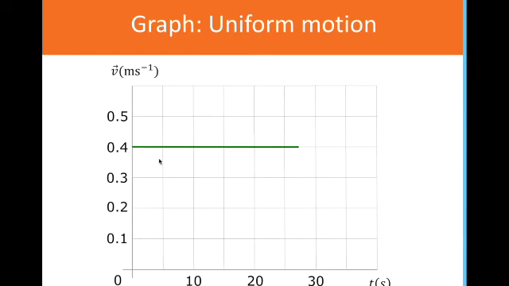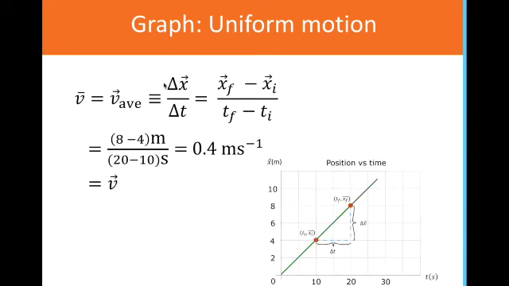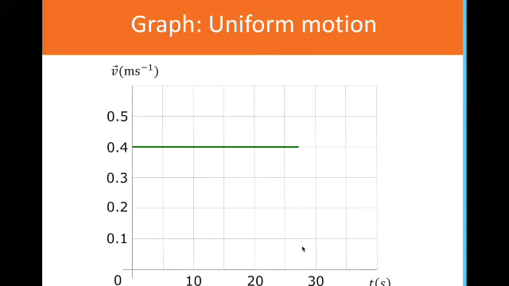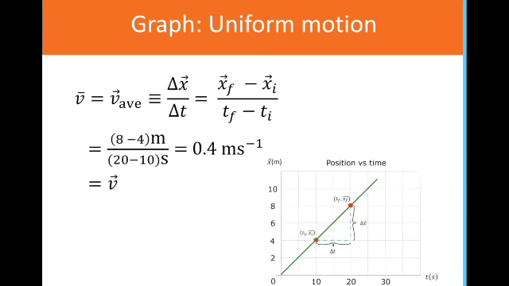And this is from our answer on the previous slide. So it's just 0.4 meters per second, which we worked out over here. And that's exactly the slope of this graph. So this is something that's important that you should be able to do. If I were to give you a position versus time graph, you should be able to interpret this graph so that you can draw the corresponding velocity versus time graph.